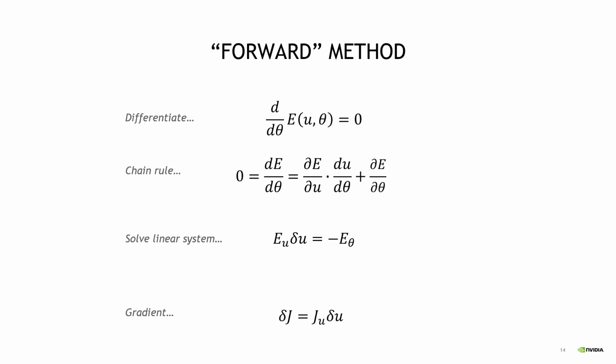Since we have that the equation is 0, then it naturally follows that its differential with respect to the control is also equal to 0. Again, we use the chain rule, and what we get is a linear system for the delta U. And once we solve the linear system for delta U, we can compute the gradient. So it's very straightforward. But now we will look at another technique. So this is called the forward method, and you'll see why.